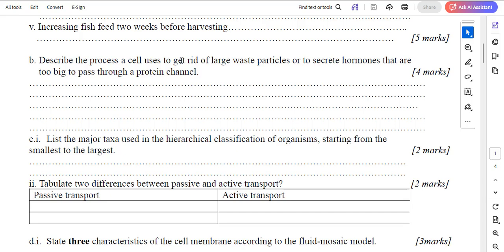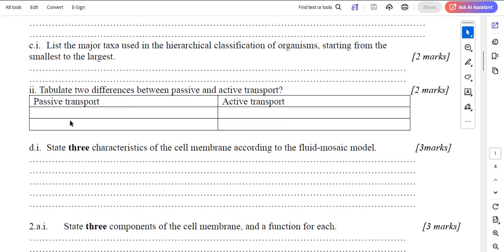Describe the process a cell uses to get rid of large waste particles or to secrete hormones that are too big to pass through a protein channel. Then C. List the major taxa used in the hierarchical classification of organisms, starting from the smallest to the largest. And then give two differences between passive and active transport. And then D, state 3 characteristics of the cell membrane according to the fluid mosaic model. So this is for question 1.